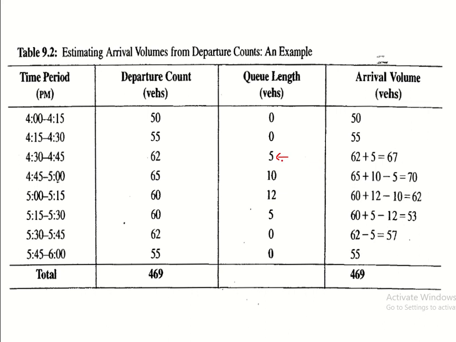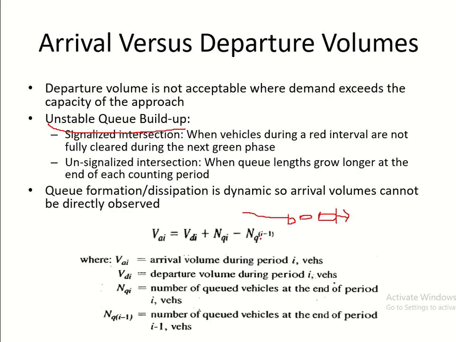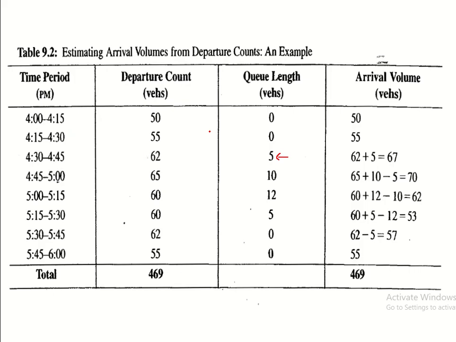Okay. Now how do I calculate number of vehicles arrived? So the equation is this one. I need number of vehicles departed, number of vehicles in the queue now, and number of vehicles in the queue previous. So for 4 to 4:15, number of vehicles departed 50, number of vehicles in the queue now 0, number of vehicles in the queue previous 0. So you get 50.